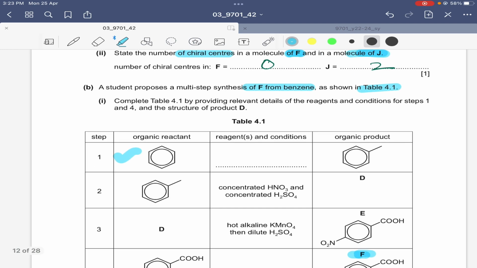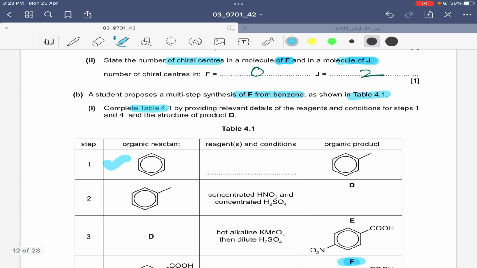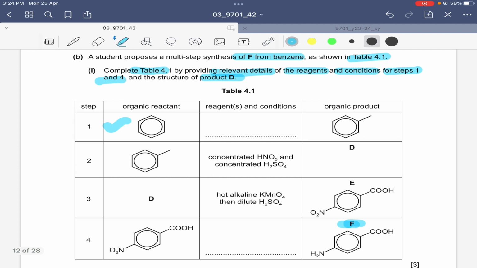This is benzene. Complete table 4.1 by providing relevant details of the reagents and conditions for step 1 and 4 and the structure of product D. So we have to write the reagent and condition for step 1. In step 1, what is happening? We have this benzene ring converts into methyl benzene. So this is substitution reaction, right? This is alkylation of benzene and methyl group is being attached. So that means the reagent is CH3Cl in the presence of AlCl3 as a catalyst, right?